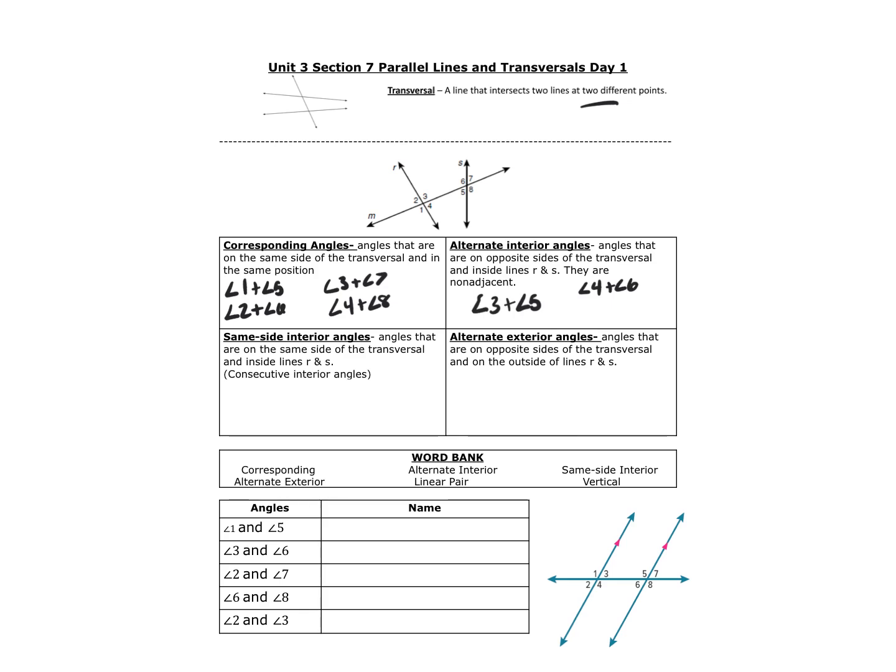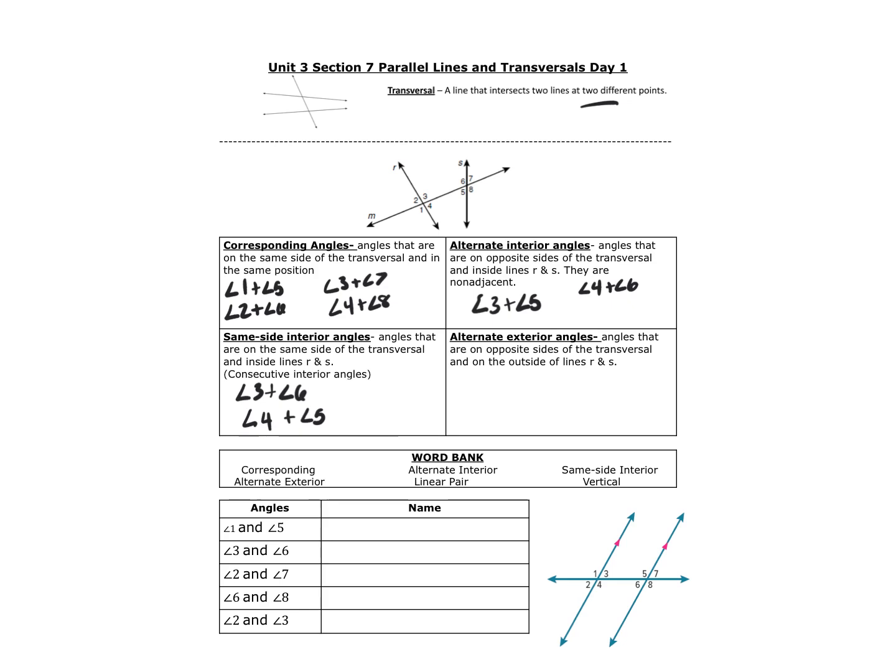Next, we have same side interior angles. Those are angles that are on the same side of the transversal, and they're between lines R and S. So those, in this case, would be angle 3 and angle 6, as well as angle 4 and angle 5. Those are same side interior, so they're between the lines and they're on the same side as the transversal.